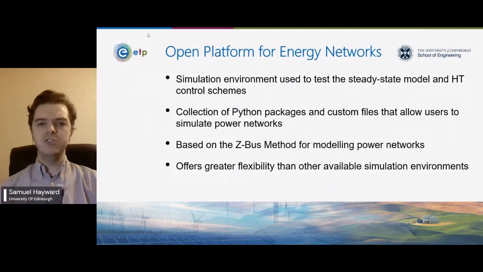The open platform for energy networks, also known as OPEN, is the simulation environment that we are using to test and model the steady state model and the hybrid transformer control schemes. It is a collection of Python packages and custom files that allow users to simulate electrical networks, and is based on the ZBus modeling method, in which networks and network components are modeled as admittance matrices. And OPEN is used as opposed to other simulation environments, as it offers greater flexibility and customization, which is ideal when trying to model and simulate a new novel network component such as hybrid transformers.